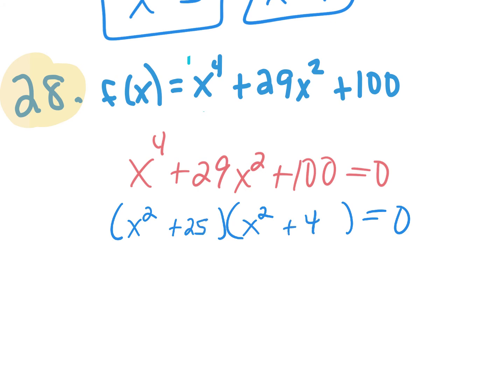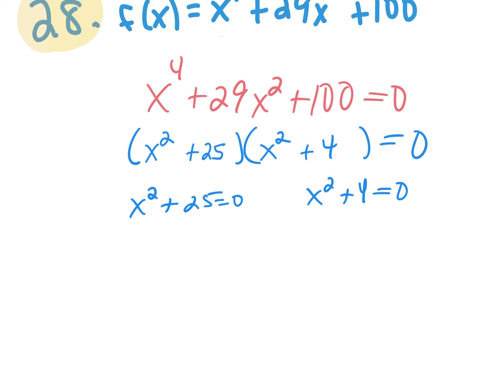Can I factor those more? Can I break that down any more? No. Why not? Because it's positive. If it was minus, yes, difference of perfect squares, but it's not. So what can I do? I have to just solve. I can say x squared plus 25 equals 0, and x squared plus 4 equals 0.